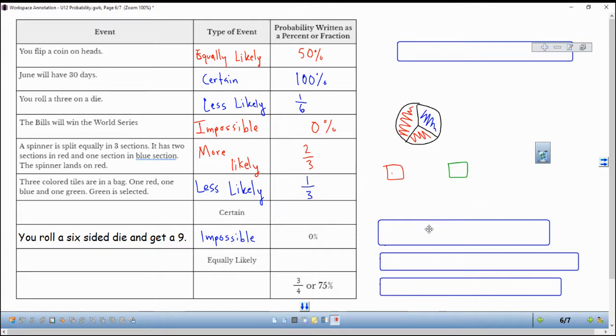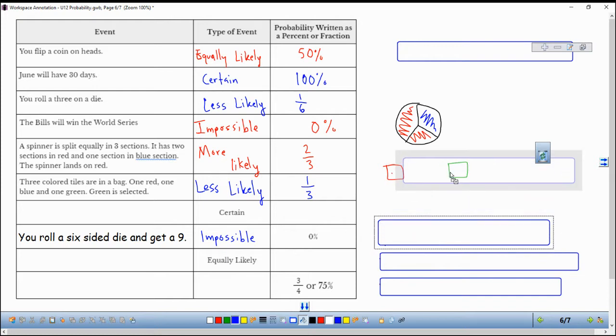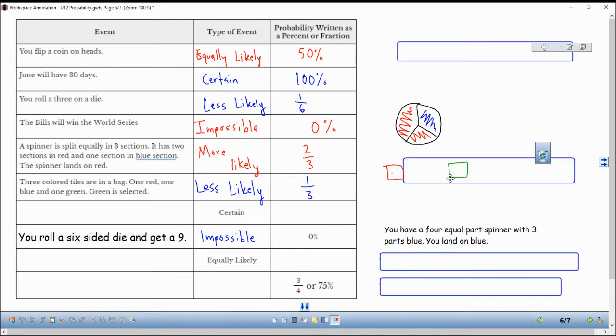All right, let's take a look at another example here. You have a 4 equal parts spinner with 3 parts blue, and you land on blue. So I'm going to draw that out. You got a 4 equal parts spinner, so split into 4 parts. This one's blue, this one's blue, this one's blue. Let's say this one's red. What are the chances that you'll land on blue?